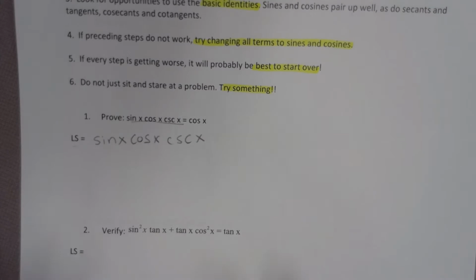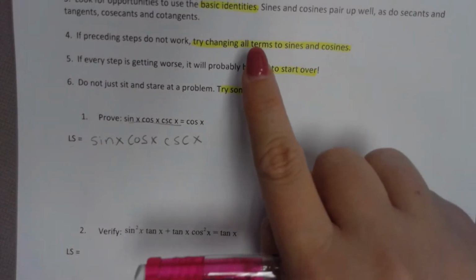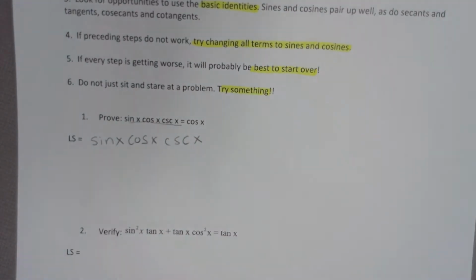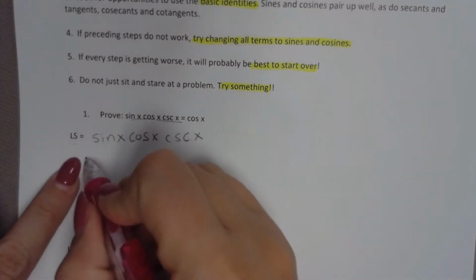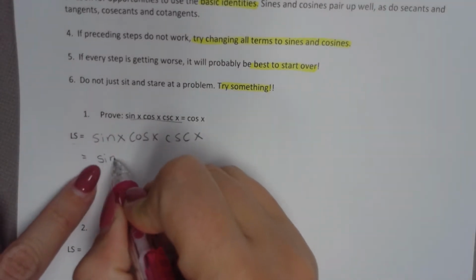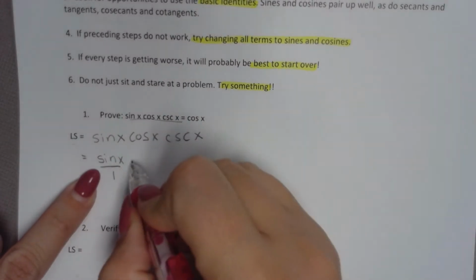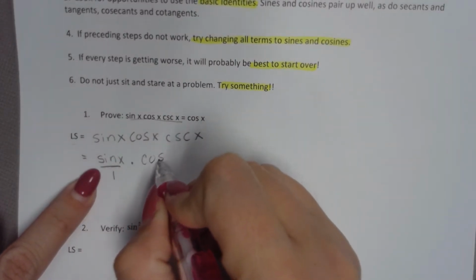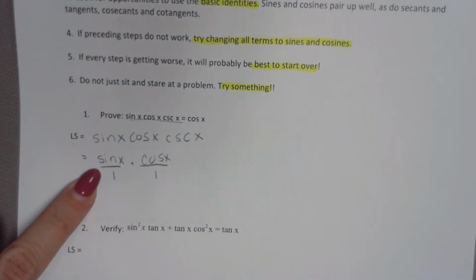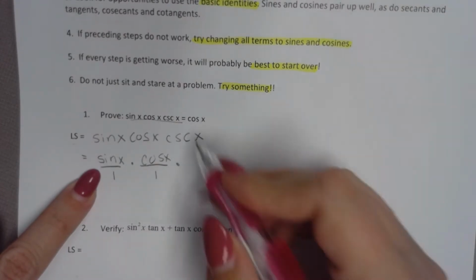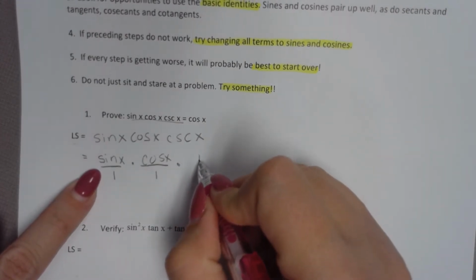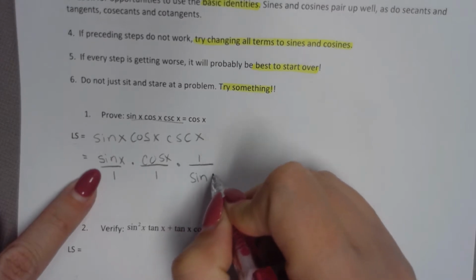Okay, so one nice thing to do, like it says here, is try changing all the terms to sine and cosine. So I'm going to write sine is sine x over 1, because that's already sine. Then I'm going to write cosine. I'm going to write a little multiplication sign. Now cosecant, remember, goes with sine. So cosecant is 1 over sine of x, right?